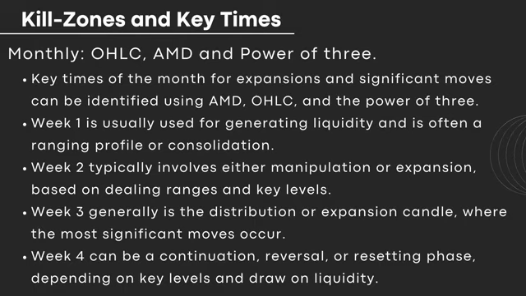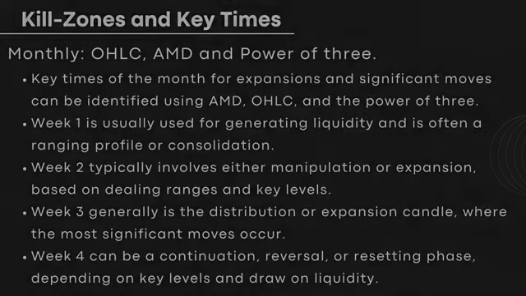The basic premise and idea is that week 1 is usually a consolidation or ranging profile, and then week 2 is a manipulation which purges liquidity, and week 3 is then a distribution where the best moves occur, and then week 4 can be either a continuation or a reversal based on key levels and based on whether the draw on liquidity has been reached or not, right? These aren't the only combinations, but this is just a basic premise and idea on how to build a narrative, right? You should also be able to make various ones of them accurately and generate trading ideas with it, right?